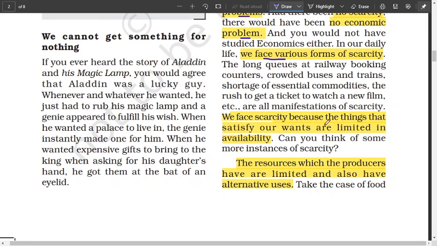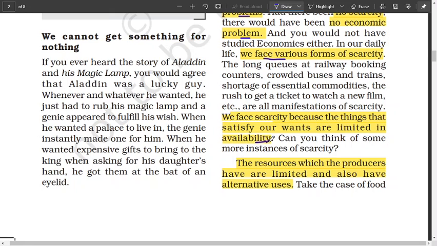So that's why these are all the problems. We face scarcity because the things to satisfy our wants are limited in availability. They are not in plenty. They are there, but you can't get all of them. You have to share with others. So that's why you have to make a choice, a wise choice, to be able to get the best out of it.